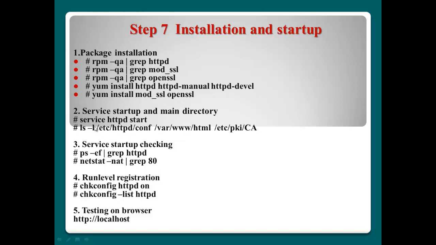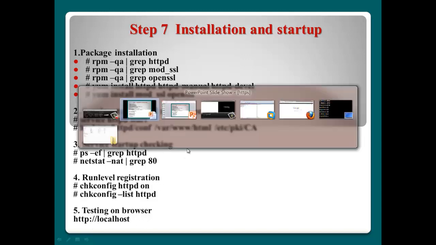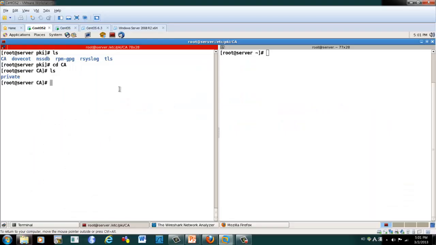And after that, you need to check these directories: /etc/httpd/conf, /var/www/html, and /etc/pki/CA. You can start the web server using this command: service httpd start. Number 3, after that you can check the process and port number 80, and the run-level registration using chkconfig. After that you can test using your browser: http://localhost or your domain name.